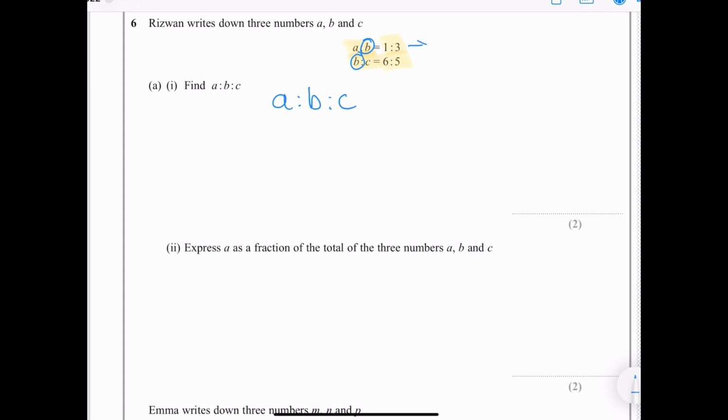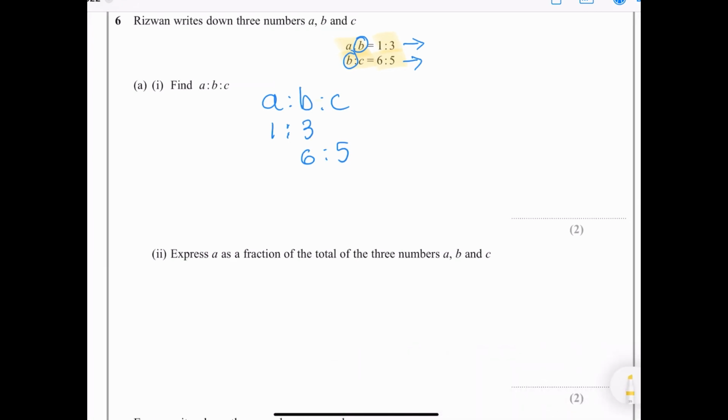Right, let's start putting our ratios in. From the first one, I know that A to B is 1 to 3 parts. And from the second bit, I know that B is 6 to 5 parts of C. The thing is, at the moment, I can't really do a combined comparison because if I look at B, I'm comparing a different number of parts. So what I need to do is create an equivalent ratio such that I'm going to get the same number of B parts.